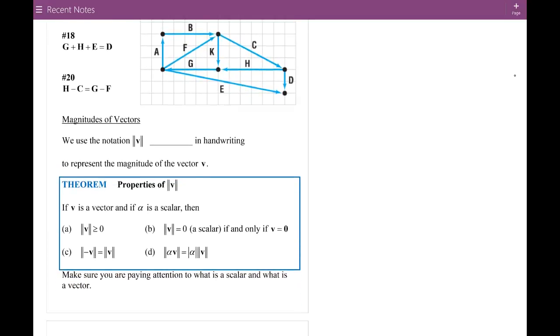So we use this notation, it's like double absolute value bars, and that says we want to know what the magnitude of the vector is. So when you're doing it in your own handwriting, you're going to have to put vector notation on the v to represent the magnitude of the vector v. So we'll talk about that more in the next movie.